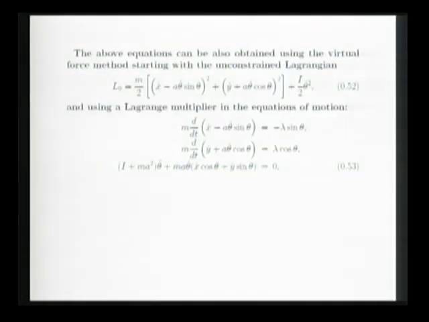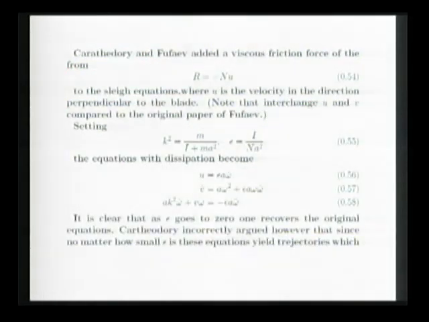So here is the Lagrangian for the system, where the constraint is enforced on the right-hand side. And what Caratheodory and Fufaev did was simply add a viscous friction force to the sleigh equations. So R is equal to minus nu u, where u is the velocity perpendicular to the blade. So now what you're doing really is just allowing the blade to move perpendicular to itself, and you want to see if you can impose the constraint by letting an appropriate parameter go to infinity. And in fact, you can do that.